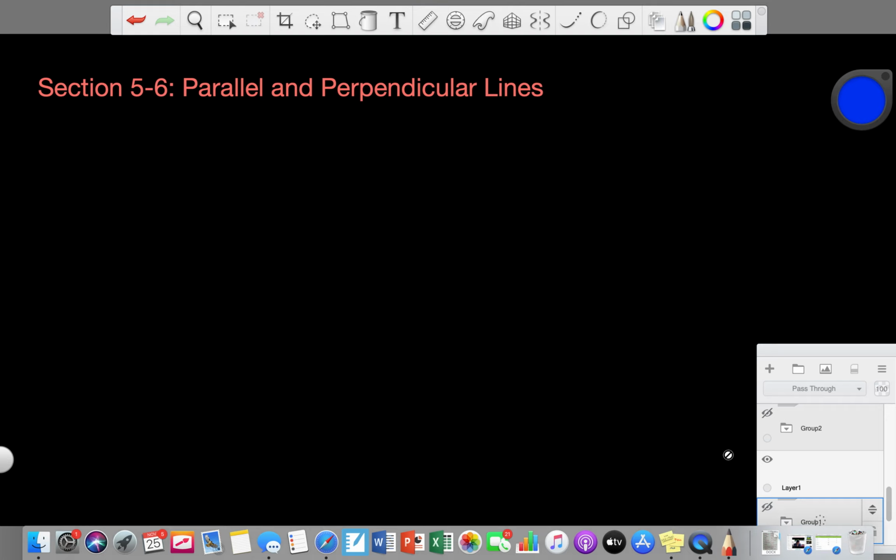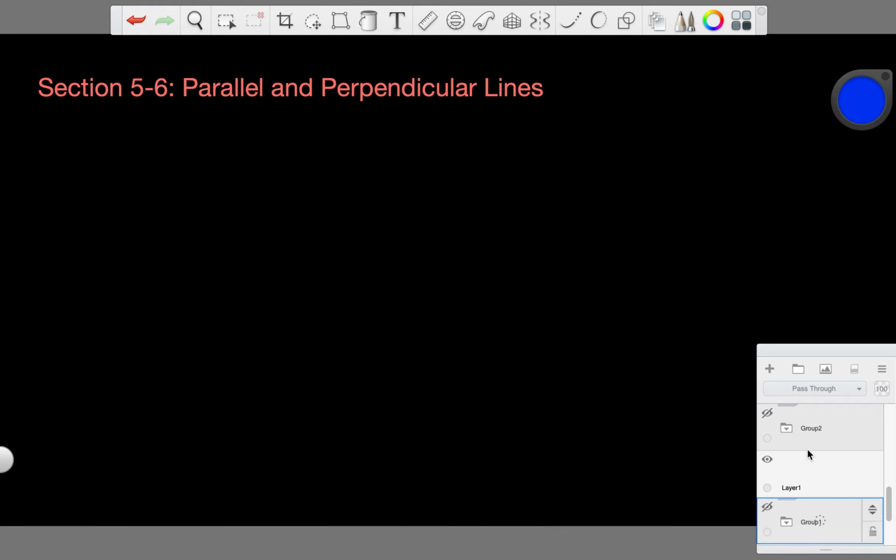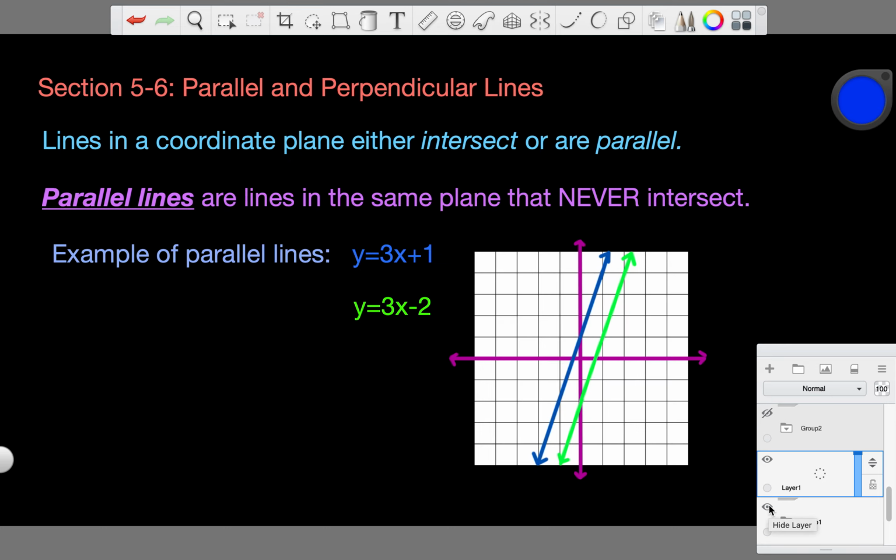So guys, the last section of this chapter is parallel and perpendicular lines. We are going to start with a couple of definitions. Lines in a coordinate plane either intersect or are parallel lines. These are the two words that you're plugging in, intersect or are parallel. Parallel lines are lines that are in the same plane, meaning they're graphed on the same coordinate plane, that never ever will intersect, even if they keep on going forever.